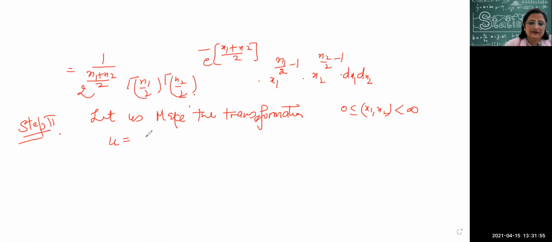So we will convert: you will write u is equal to x1 by x2 and v is equal to x2. Then we will convert x1 and x2 in terms of u and v. So it implies x1 comes out to be uv and x2 comes out to be v. So now we will find the Jacobian of transformation.